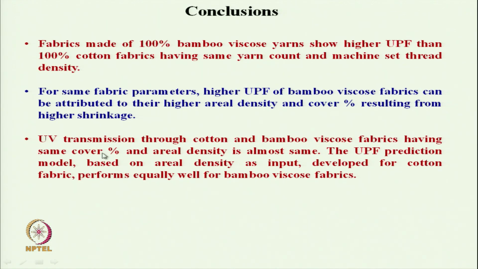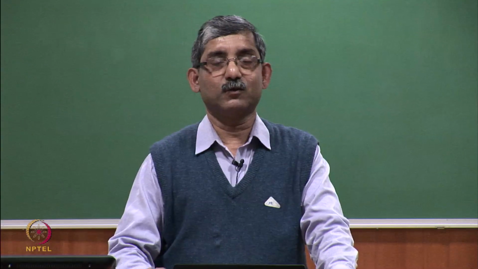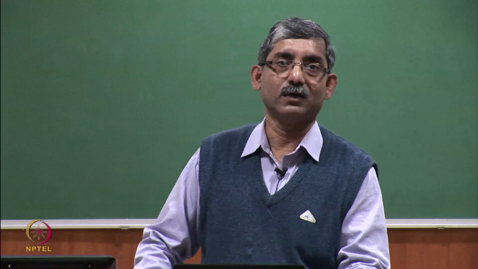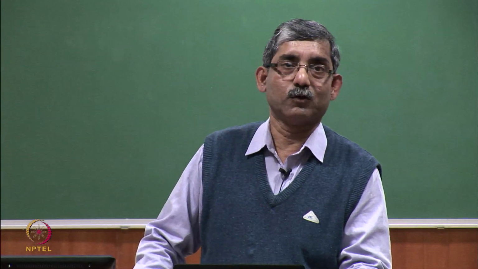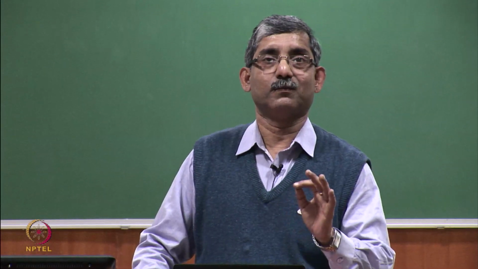So, UV transmission through cotton and bamboo viscose fabrics having same cover factor and same areal density, they are almost same. So, there is no difference in UV protection properties of cotton and bamboo viscose. So, if we see the protection purpose, we can use cotton as well as viscose depending on our availability. So, bamboo viscose does not add any extra protection.